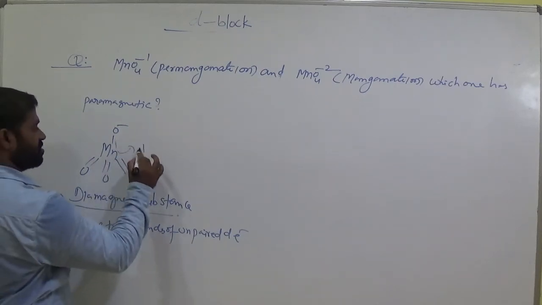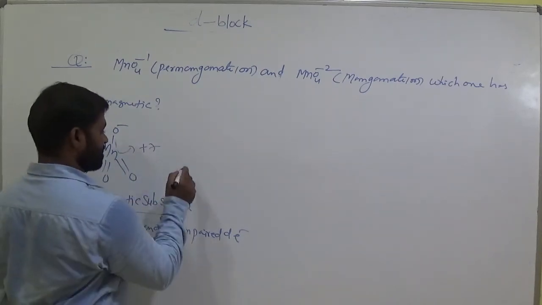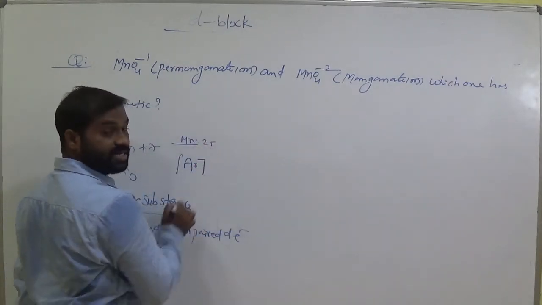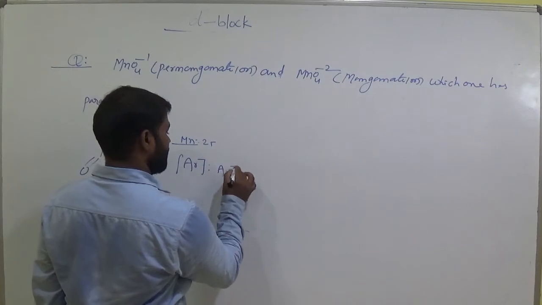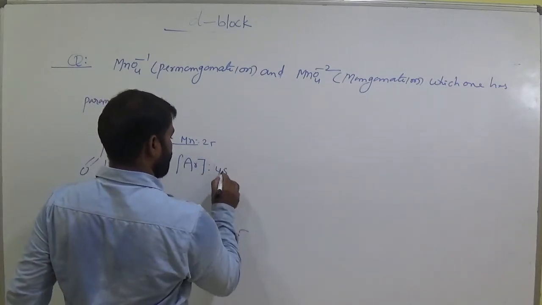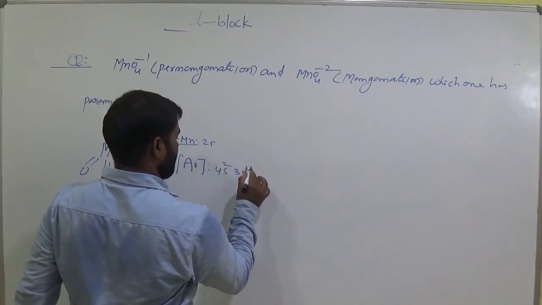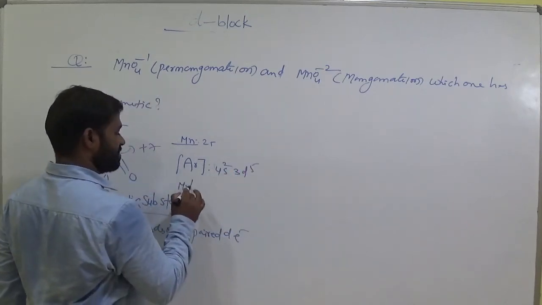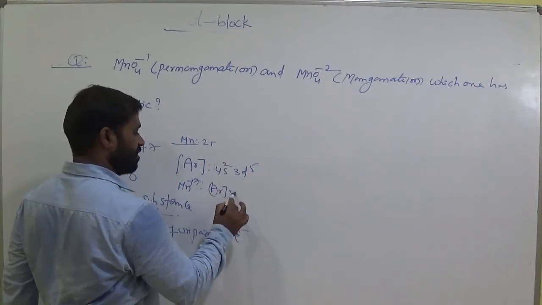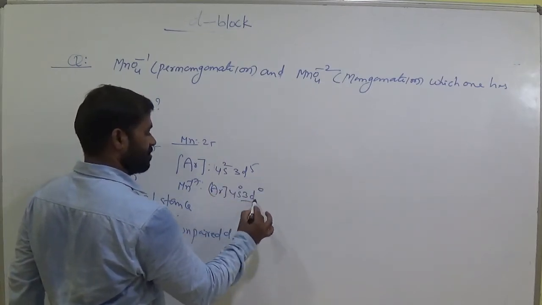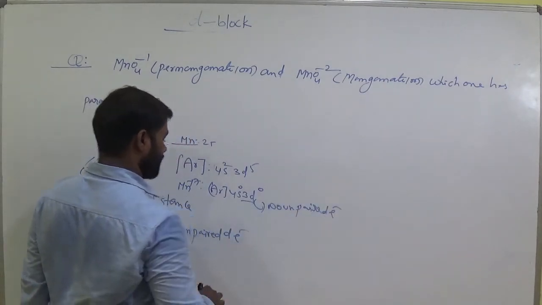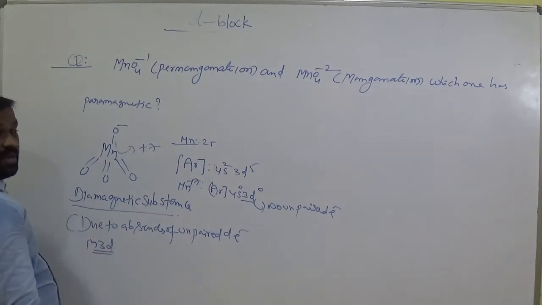Why? Because manganese is in the +7 oxidation state here. So for manganese, what is the atomic number? 25. Clear? Write the electronic configuration: argon 4s2 3d5. Am I right? Manganese +7 means remove 7 electrons. Okay, 4s0 3d0, no unpaired electron. Am I right? No unpaired electron. So it is diamagnetic in nature.